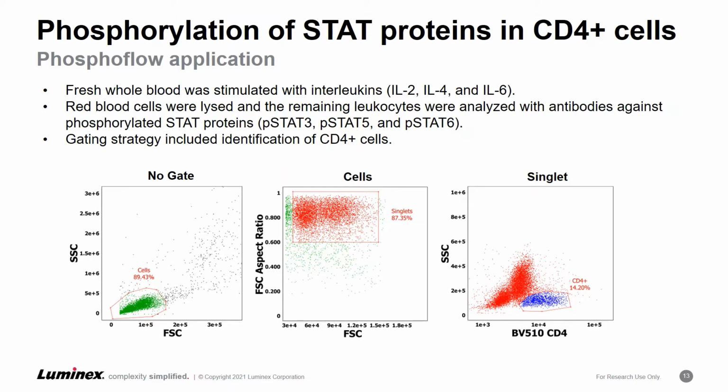Whole blood was stimulated with interleukins 2, 4, and 6. Red blood cells were lysed and the remaining leukocytes were analyzed with antibodies against phosphorylated STAT proteins, specifically phosphorylated STAT 3, 5, and 6. The gating strategy is shown here for identifying CD4 positive cells.